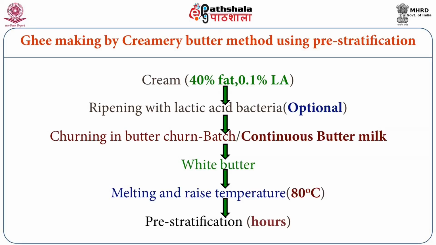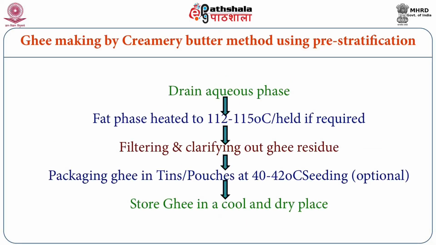This white butter is subjected to melting by raising the temperature using steam or any other heating media to greater than 80 degrees or around 80, and then this melted butter is pumped into a stainless steel tank similar to your milk silos and allowed to stay there undisturbed for a period of about 1.5 to 2 hours, wherein you will have pre-stratification into 3 different layers. The bottom one will be the serum or the aqueous phase, which you are supposed to drain by gravity.